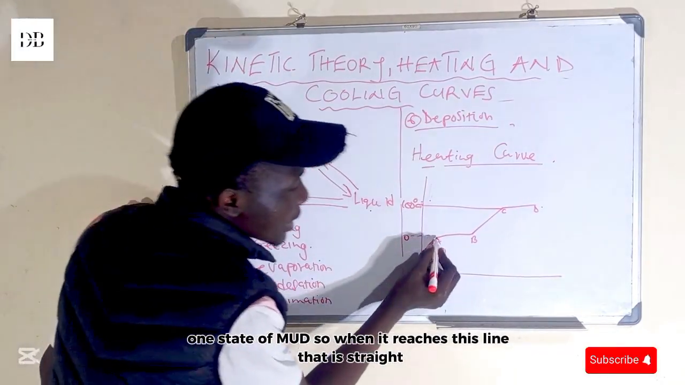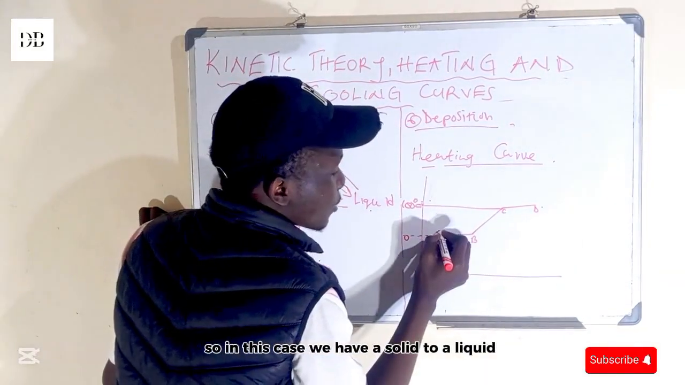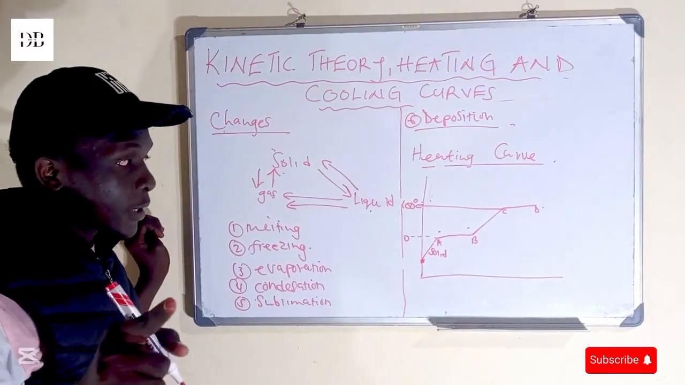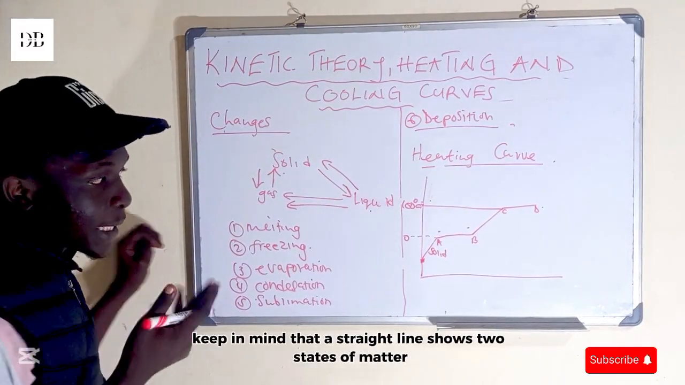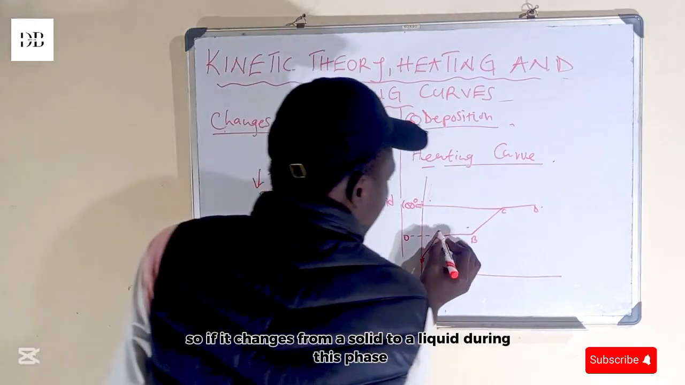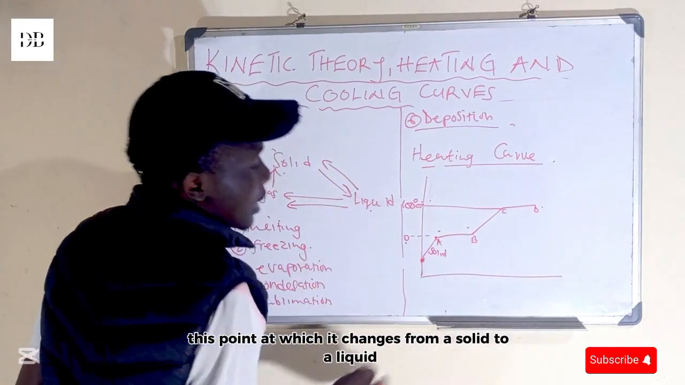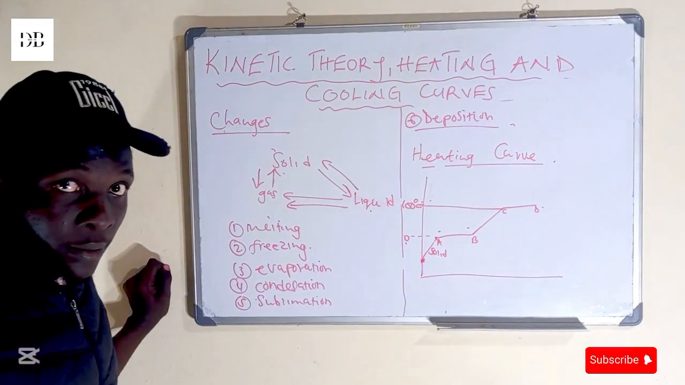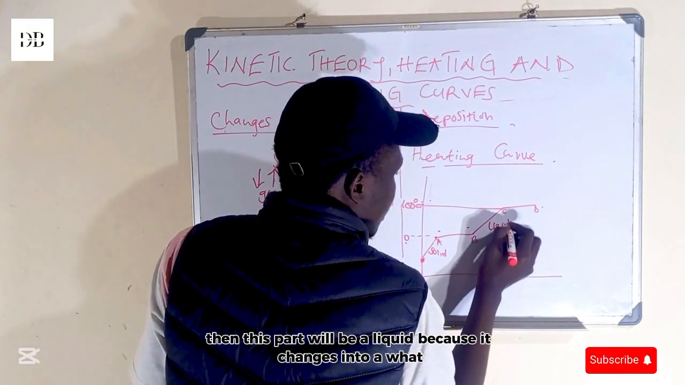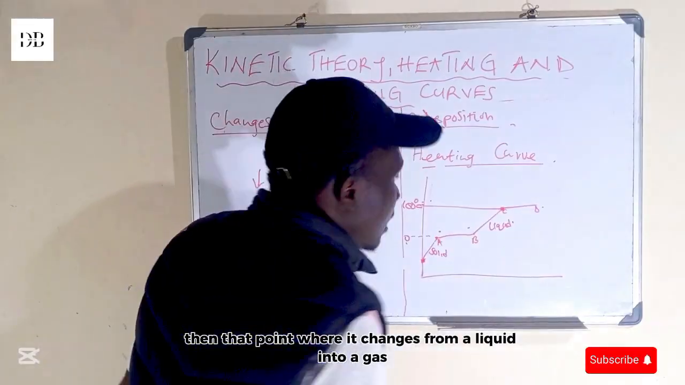When it reaches this line that is straight, it means that you have two states of matter. In this case, we have a solid and a liquid. Keep in mind that a straight line shows two states of matter, while a slanting line only shows one state of matter. The point at which it changes from a solid to a liquid is what we call the melting point. Then this part will be a liquid, because it changed into a liquid.